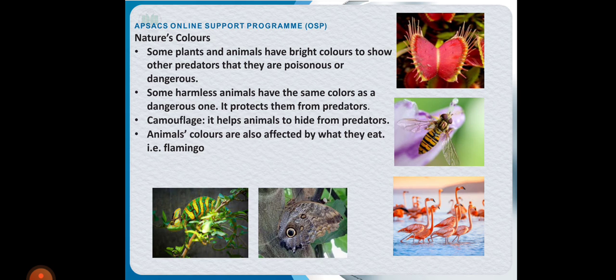to eat it. Now, some harmless animals are able to copy the colors of other dangerous animals. It protects them from predators, just like the example of this fly. It has the same colors as that of a wasp. It protects it from other animals.